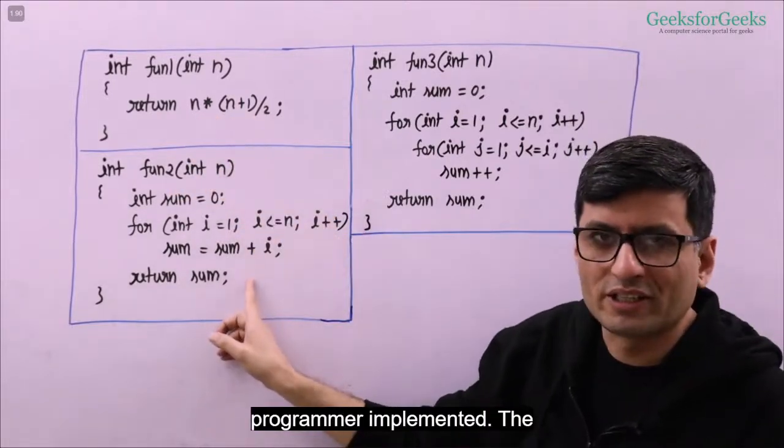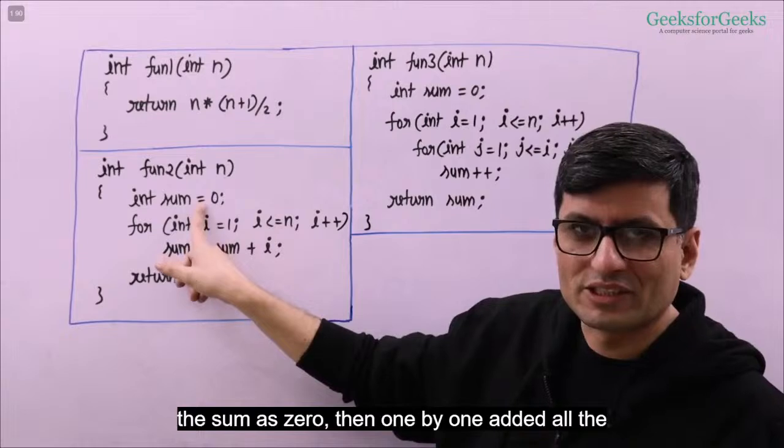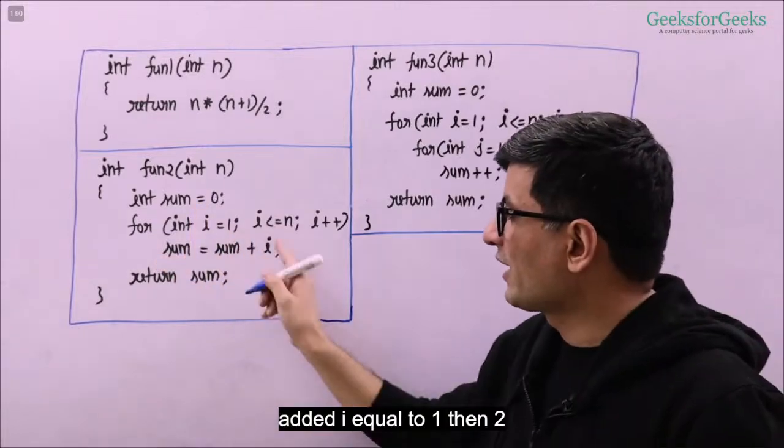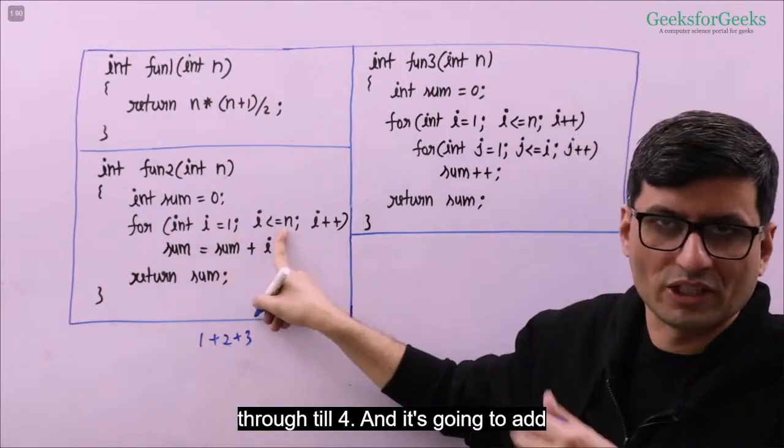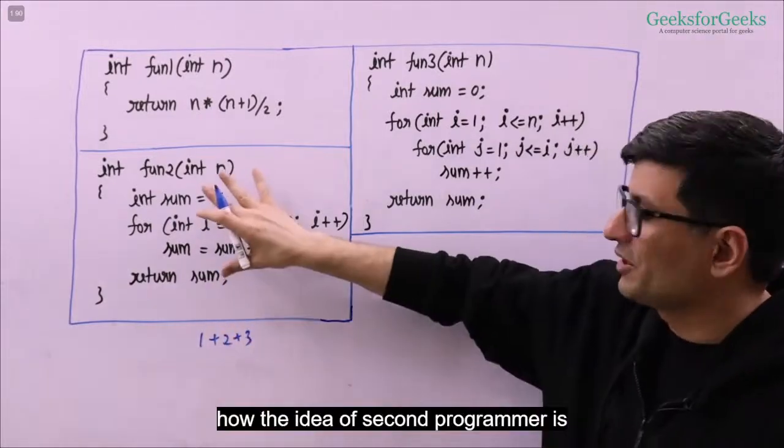The second programmer implemented the loop logic. What this programmer did: initialize the sum as 0, then one by one added all the natural numbers. First added i equal to 1, then 2, then 3. So this is how you get the sum of 3 natural numbers. If n is 4, then the programmer is going to run the loop till 4, and it's going to add 1, 2, 3, 4, right? So this is the idea of the second programmer.